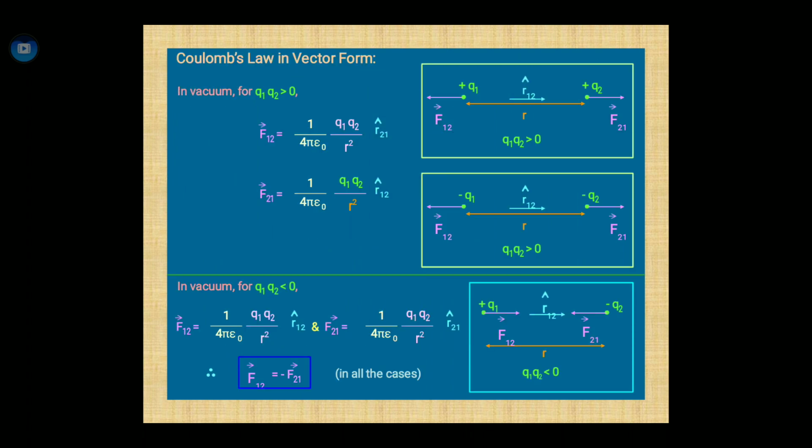Now the vector form of Coulomb's law. Generally this question comes in the board exam. Examiner asks what is the significance of Q1 Q2 is more than 0. You all know that if we multiply two charges and the product becomes more than 0, it means it is positive. It is possible only when both the charges are positive or both the charges are negative. If both the charges are like charges, then the force between them is repulsive force. And if Q1 Q2 is less than 0, it means one charge is positive, another is negative. Then the force between them is attractive in nature.